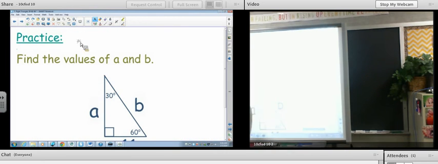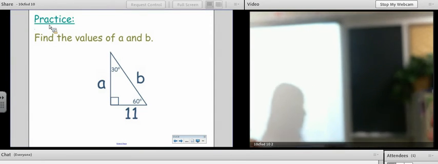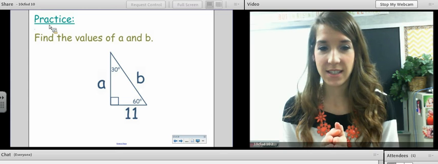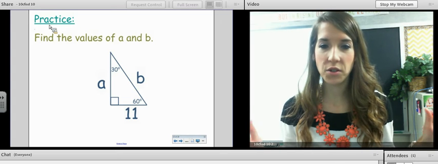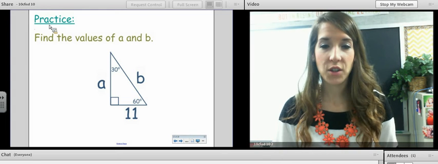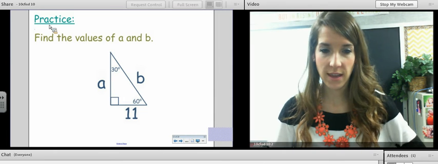Okay, so let's try some problems using our fancy new trick. Now, when the problems are basic like this, I just recommend that you use your trick and you just go for it and you just solve it. When they get a little tougher, I'll show you a table trick that you can use.